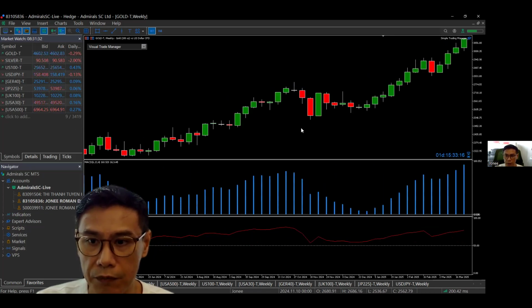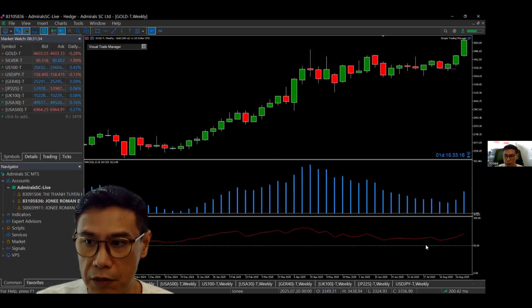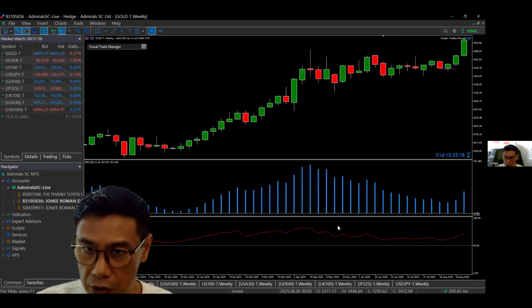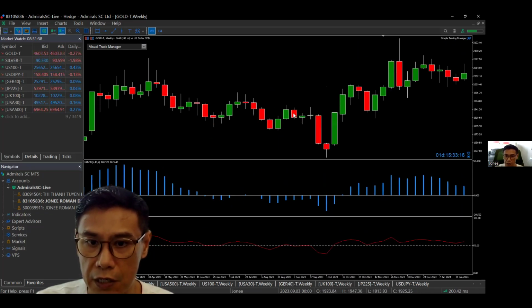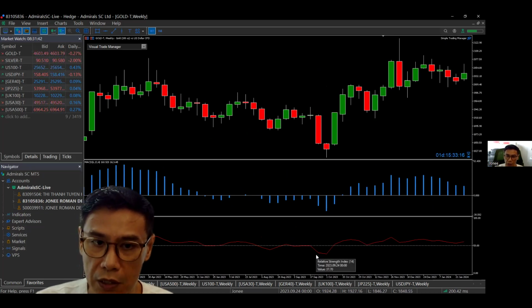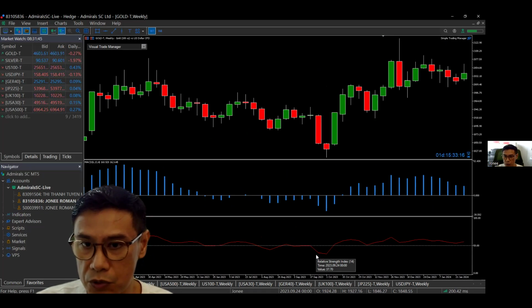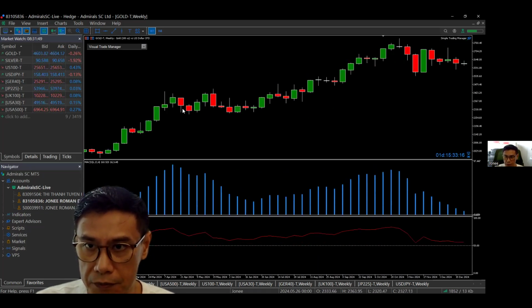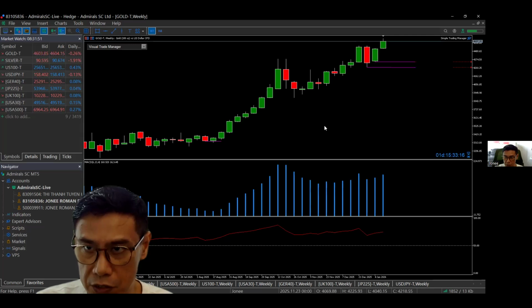In the same way, if your RSI is above the 50 level, you're only looking for longs. If your RSI is below 50, then you're only looking for shorts. We're not looking for overbought or oversold positions. We are simply interested in which side of the market is stronger.